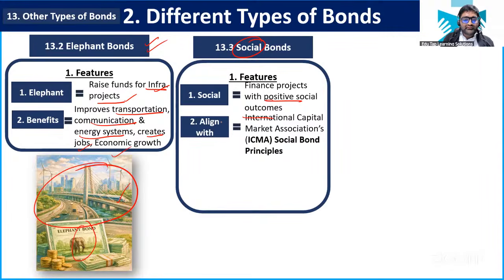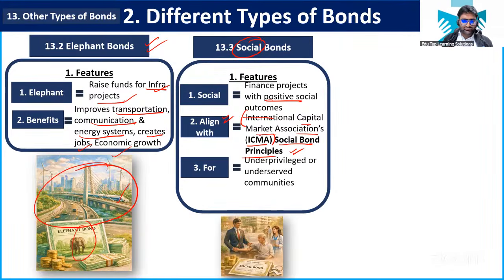These social bonds have to be aligned with the International Capital Market Association social bond principles. These are certain principles given by this international organization called the International Capital Market Association, ICMA. There are certain principles to issue these social bonds. Those principles have to be definitely adhered to while issuing the social bonds. The benefit of these social bonds is towards underprivileged and underserved communities.